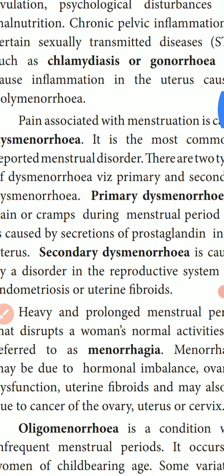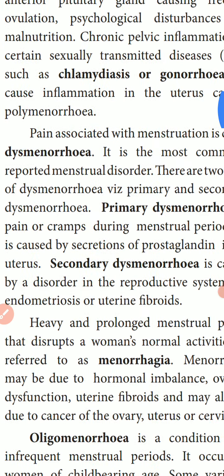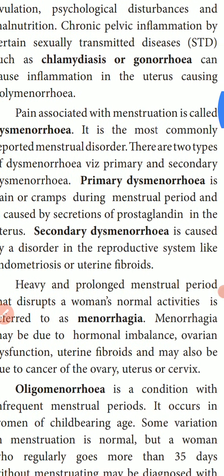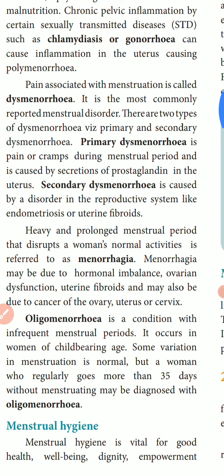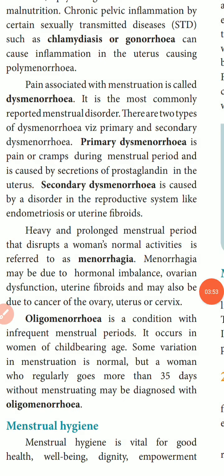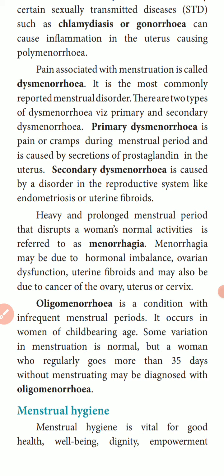Then pain associated with menstruation is called dysmenorrhea. During menstruation the pain will occur, that is because of dysmenorrhea. It is the most commonly reported menstrual disorder. There are two types of dysmenorrhea: primary and secondary dysmenorrhea.